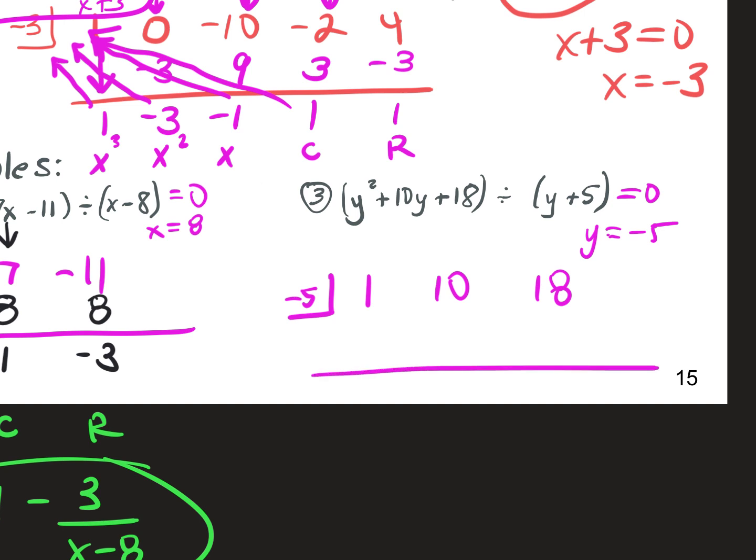Perfect. How do we synthetically divide? You bring down the first term, multiply to the corner, and add down. So 1 times negative 5 is negative 5. 10 plus negative 5, or 10 minus 5 is 5. Multiply to the corner. 5 times negative 5 is negative 25. Add down. What's 18 and negative 25?